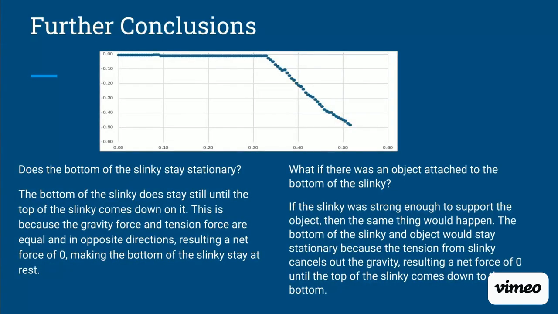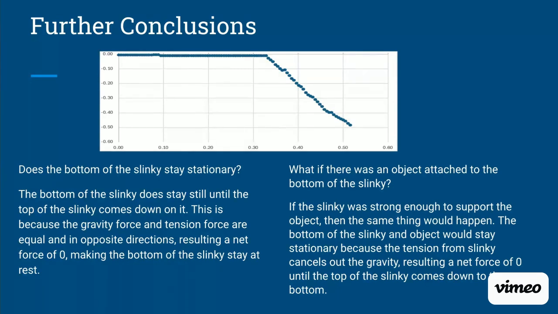Before I end the presentation, it is important to talk about some key questions. One key question is, does the bottom of the slinky stay stationary? And the bottom of the slinky does stay stationary until the top of the slinky comes down on it. This is because the gravity force and the tension force are equal and in opposite directions, resulting in a net force of 0, making the bottom of the slinky stay at rest until the top comes down on it.